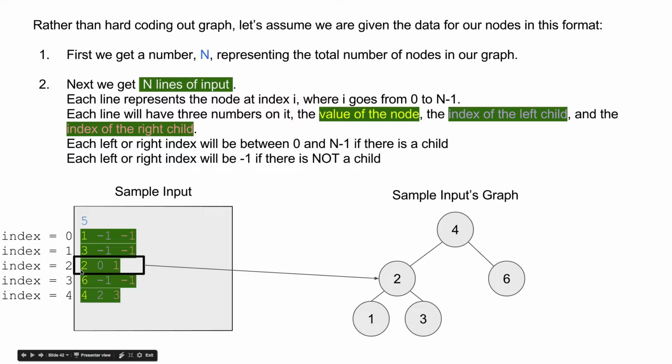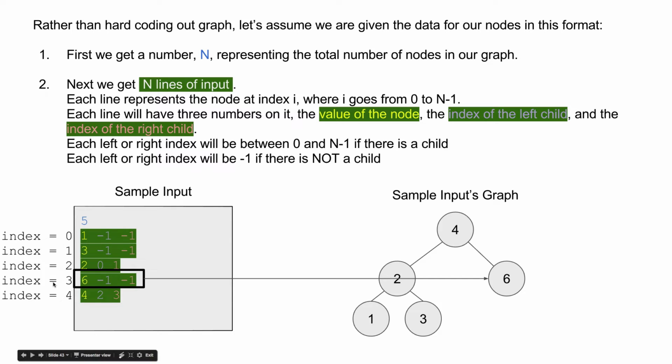Then we move on to index equals 2, and in this case, the value is 2. That just happens to be the same as the index, but that was just luck. And then the index of its left child is 0. So you can see up here, the index of the first one that has the value of 1, that's where it's getting this 1 from, the left child. So it's saying point to this first line of input, that's the one that you're going to use for the left child. And then its right child is going to be the index 1. So in this case, this 3 value is its right child.